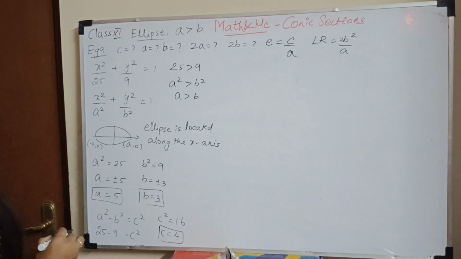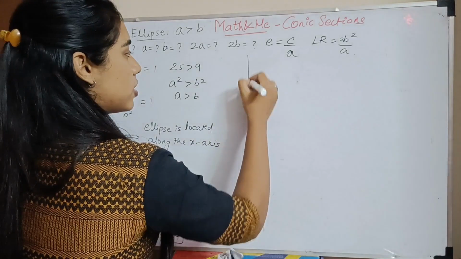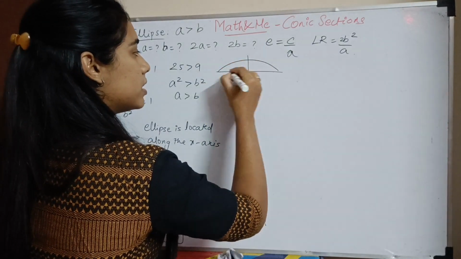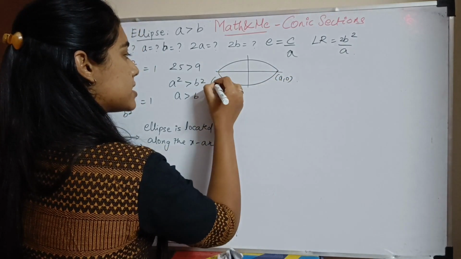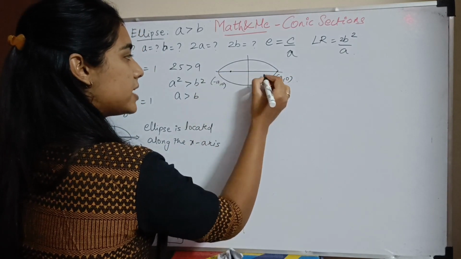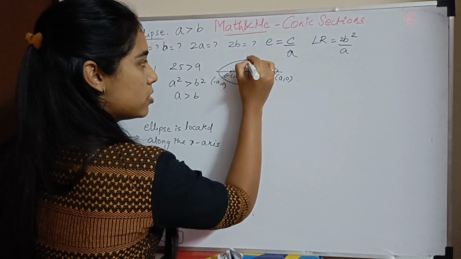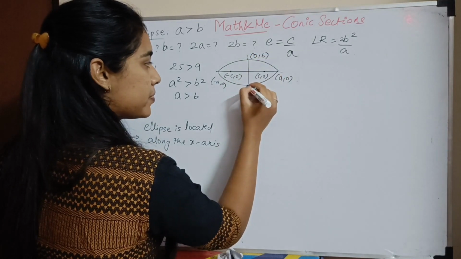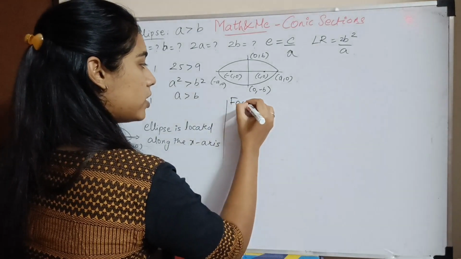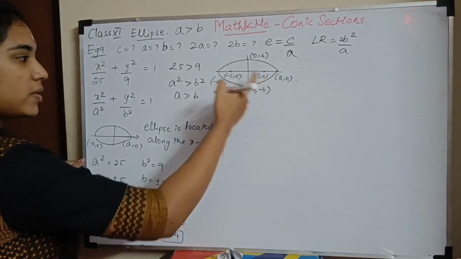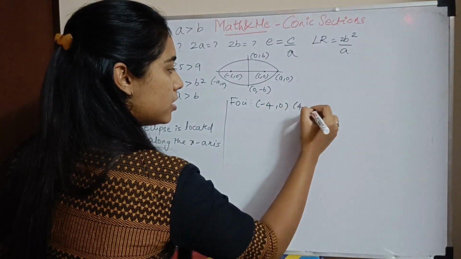So for the ellipse, where are your foci? It is always on the major axis. Correct? So when I draw the ellipse, this is my ellipse. This point is a comma 0. This is minus a comma 0 and my foci lies here. So what are its coordinates? Minus c comma 0 and c comma 0. This will be 0 comma b and 0 comma minus b. So what are the foci? You have two foci. Okay, always remember, it is minus c comma 0 and c comma 0. What is c? 4. So it will be minus 4 comma 0 and 4 comma 0.